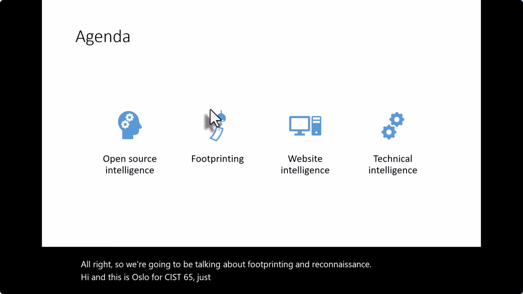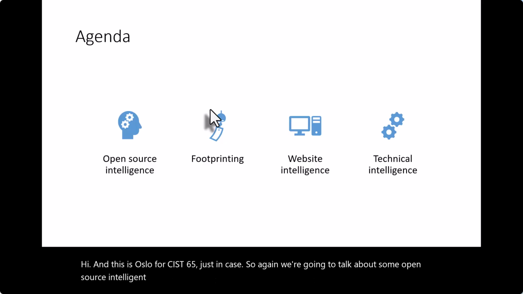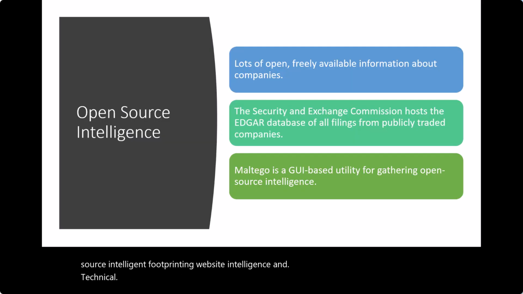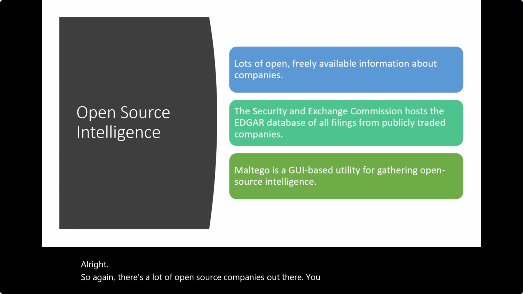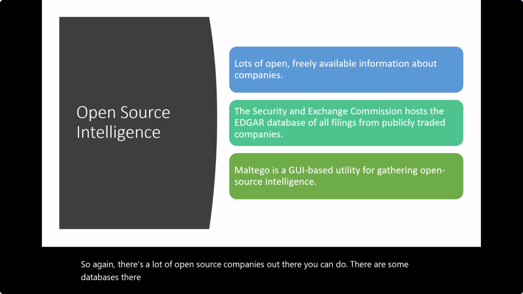We're going to talk about open source intelligence, footprinting, website intelligence, and technical information. There are a lot of open source companies out there. There are some databases and utility tools you can use to grab some basic information. We'll see some of it as we talk through this chapter.